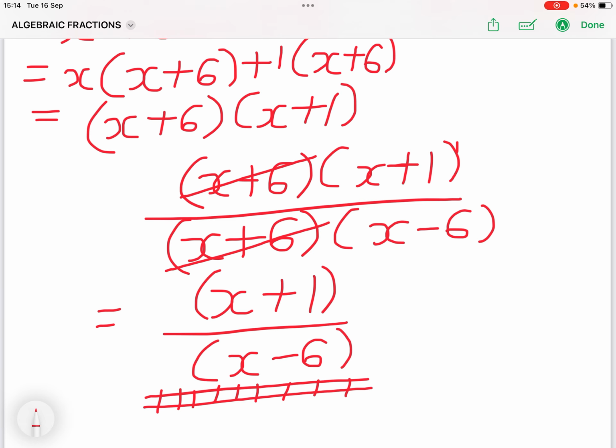So tomorrow I will upload a video on how to divide and multiply algebraic fractions. We are done for today's lesson.